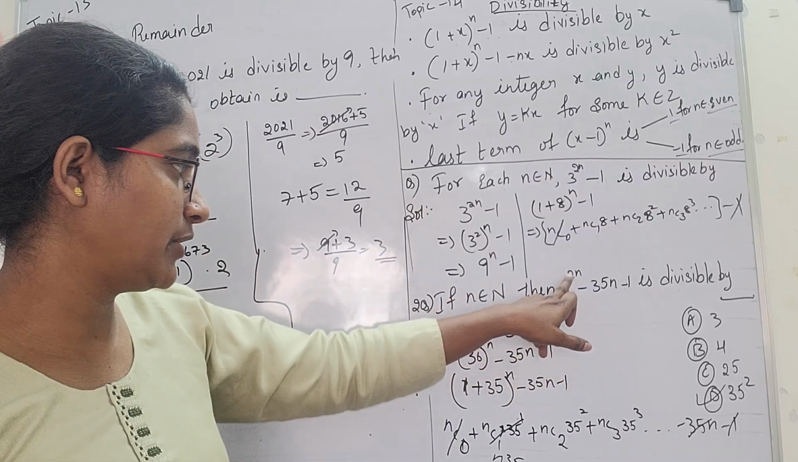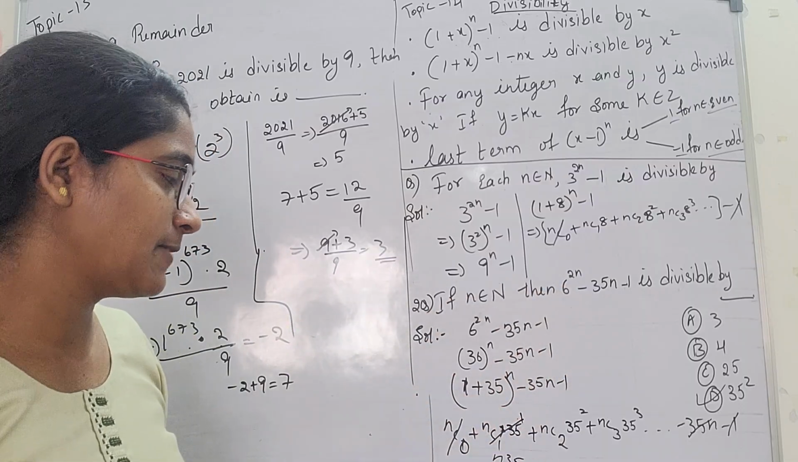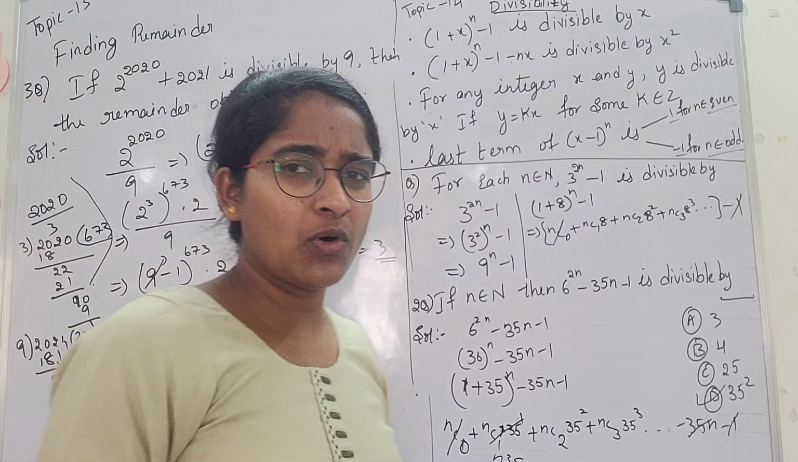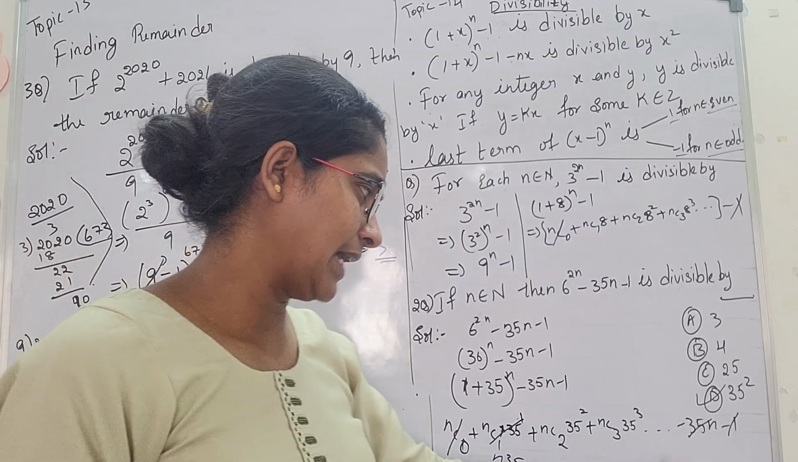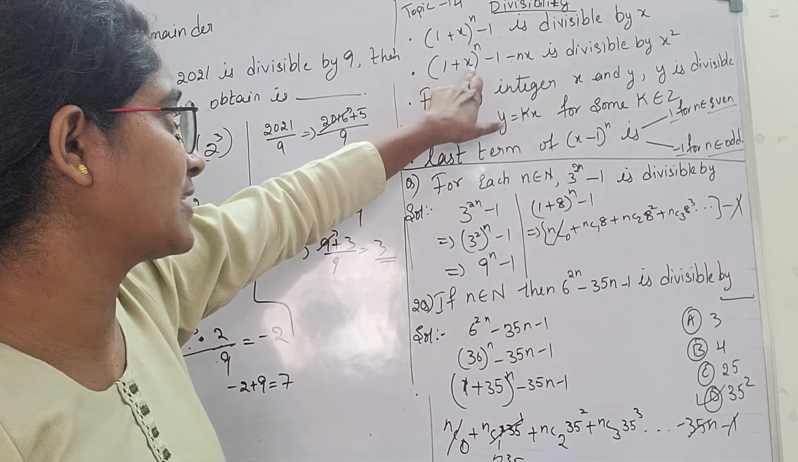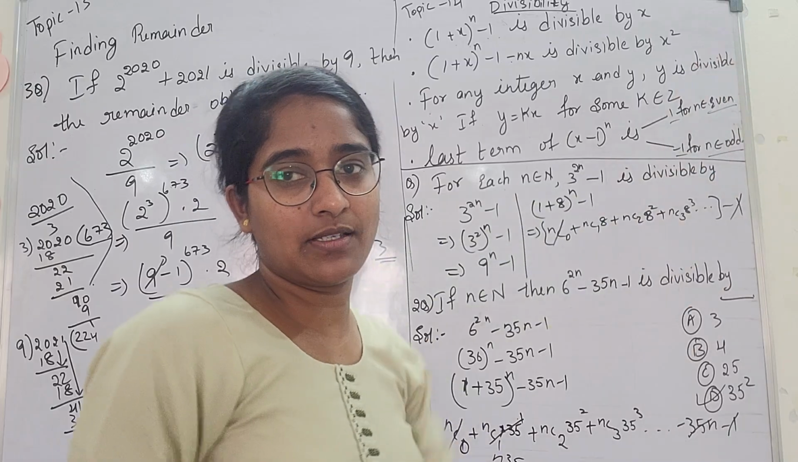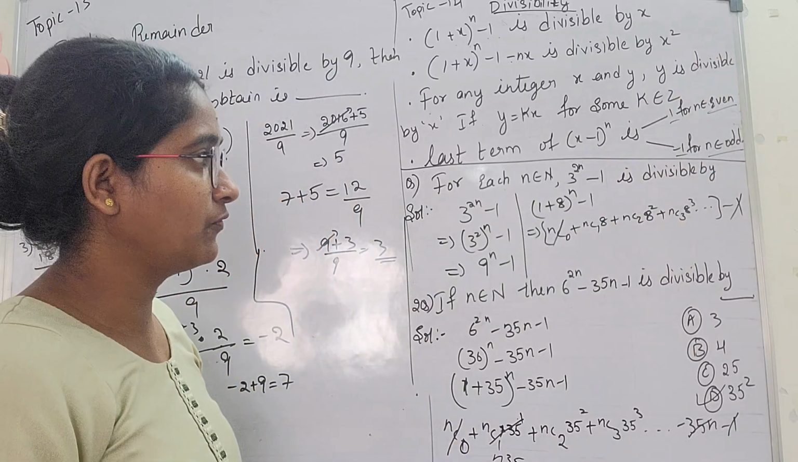So n is however 2n here, right? So it is like even term only, so even or odd, whatever it is, it's going to be cancelled by 35 square. So that's how 1 plus x whole power of n minus 1 minus nx is divisible by x square. Okay, we have proved, right?